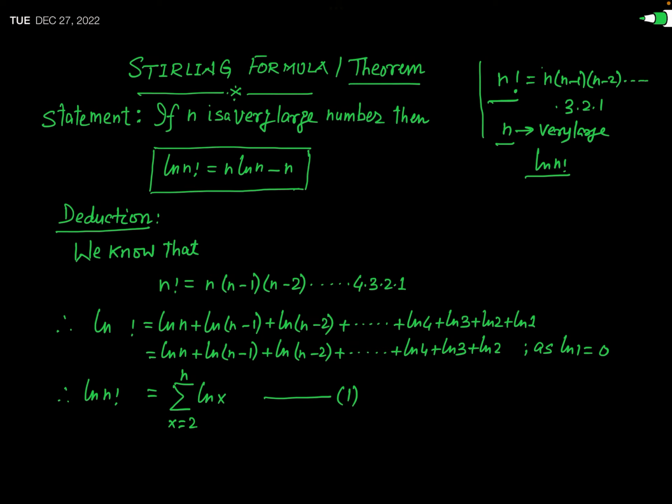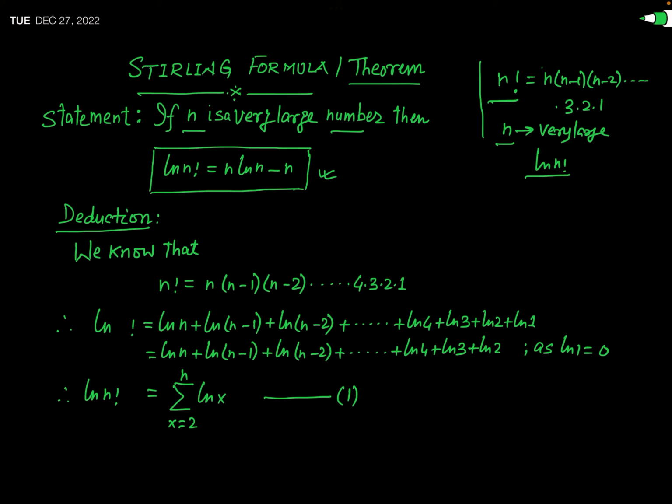This formula says that if n is a very large number, then ln n factorial, that is log n factorial, will be equal to n log n minus n. I have written it here. This formula is called the Stirling formula, or you can also say that this is Stirling's theorem.